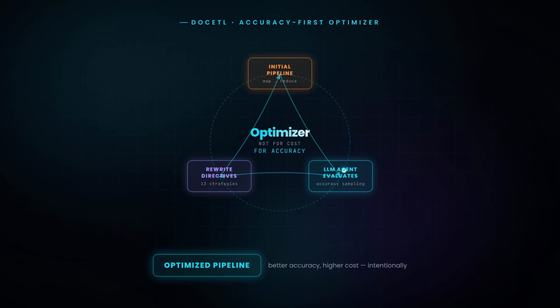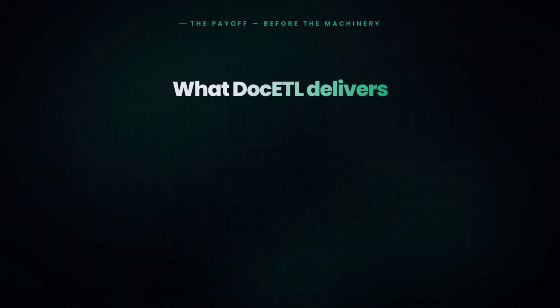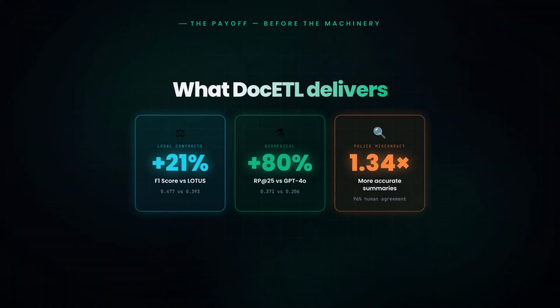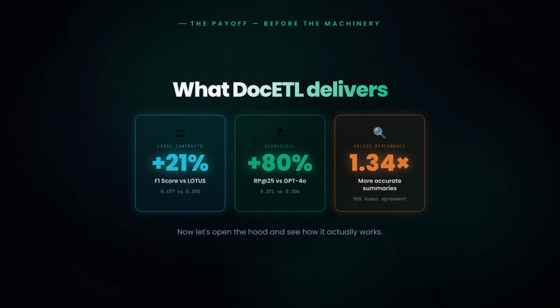Before we get into the machinery, here is the payoff. On legal contracts, DocETL beat Lotus by 21% in F1 score. On biomedical drug reaction classification, it improved the recall-style precision metric by 80%. On police misconduct records, it produced officer summaries judged 1.34 times more accurate by both LLM judges and human reviewers. The rest of this video is about how a pipeline optimizer earns those gains without changing the underlying model.